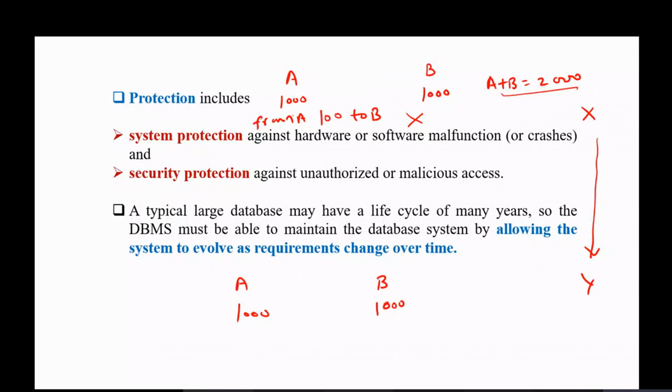You have recovered your database from this fault. So whenever you are working with the database management system, it is the responsibility of the software to provide two types of protections. One is the system protection and the second one is the security protection. System protection is against hardware or software malfunction, and security protection is against unauthorized or malicious access.